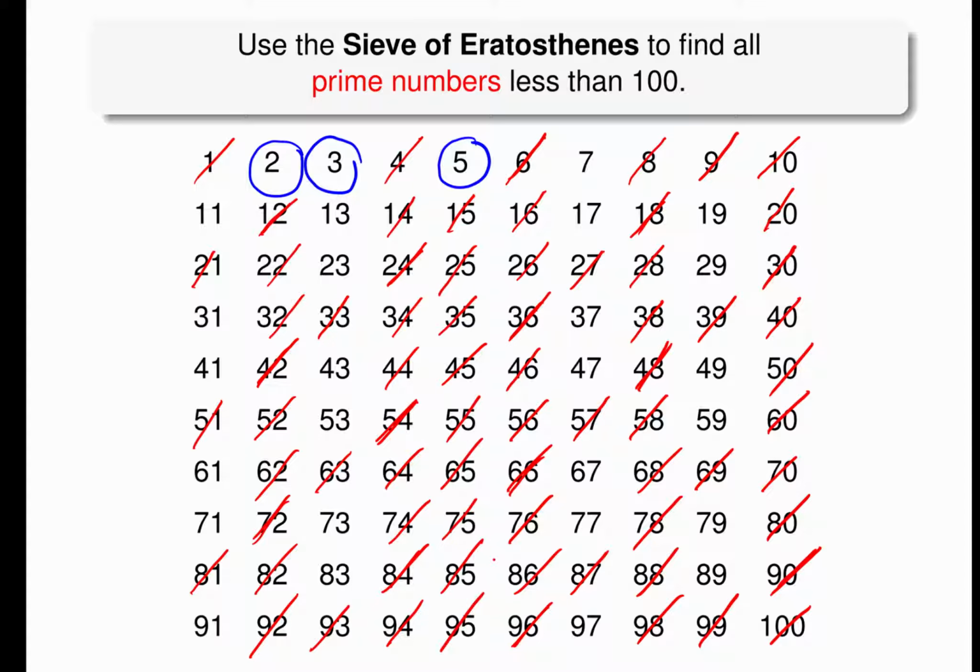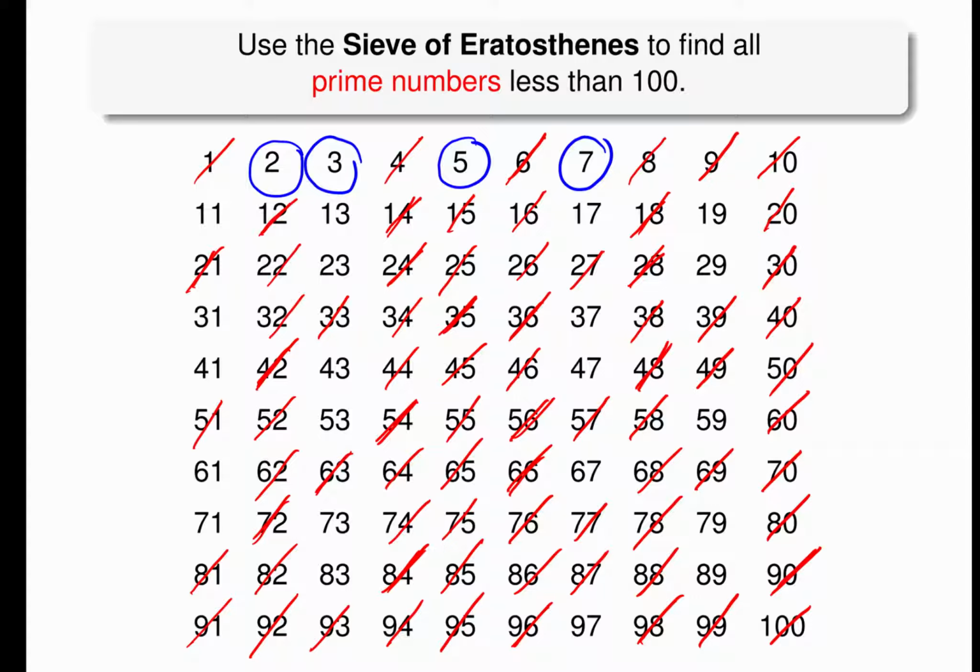The next number that's not crossed out is 7, which is prime, since it's not divisible by 2, 3, or 5. So let's circle it. We also cross out all the multiples of 7. We can repeat this procedure until we get all the way up to 100.